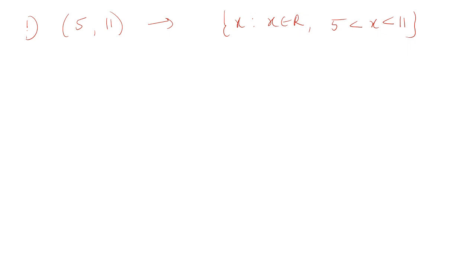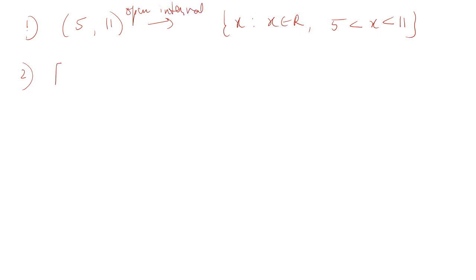x such that x belongs to R, x is greater than 5. First move in this direction: x is greater than 5 and less than 11. This is the second interval, and we call it an open interval. So this is an open interval.